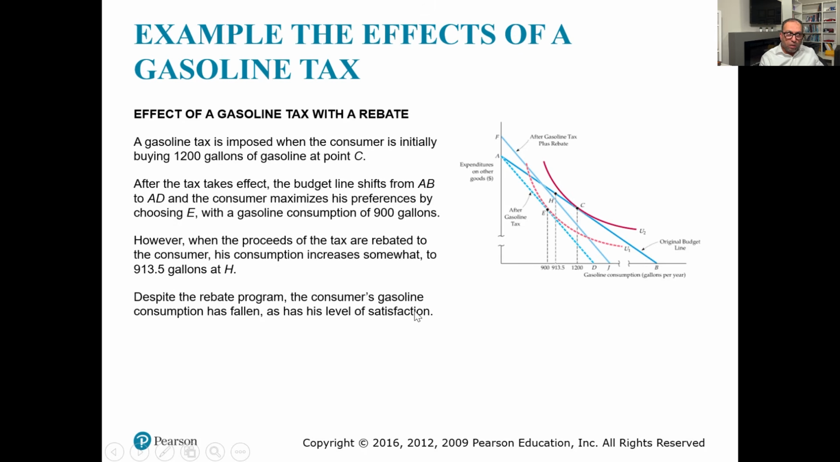So gas is a normal good. As the price increases, the quantity demanded decreases. We can see that here.